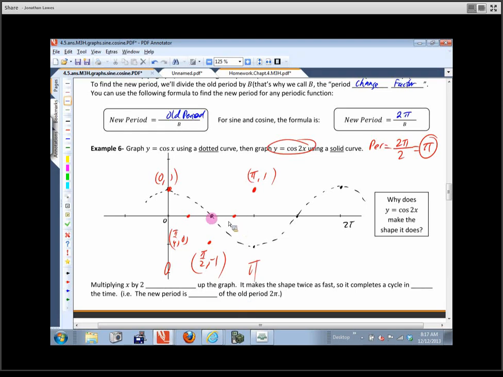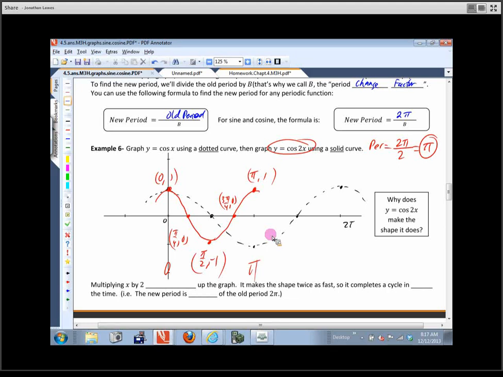And what's in between pi halves and pi? 3 pi fourths, wouldn't it be? So this is going to be 3 pi fourths, comma, 0. So this goes like this. Goes down here. And again, you want to make this a curve as much as you can. Okay. Goes like that.